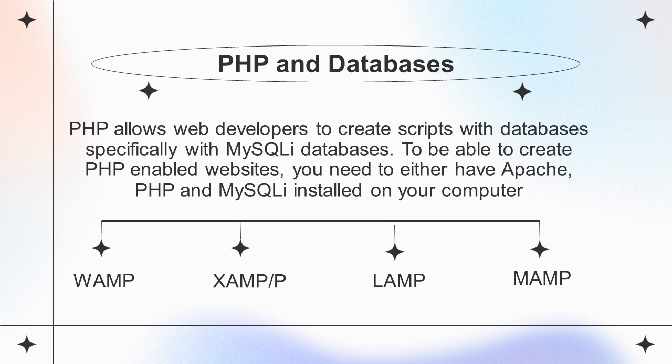Now what does it mean? WAMP stands for Windows, Apache, MySQL, PHP. XAMPP stands for, here X is any operating system, A is Apache, M is MySQL, P is PHP and the last P is Perl. LAMP, Linux, Apache, MySQL, PHP. MAMP, Mac, Apache, MySQL, PHP.